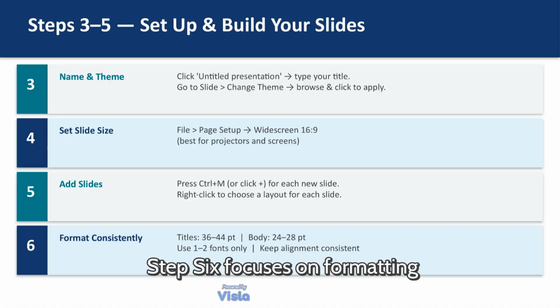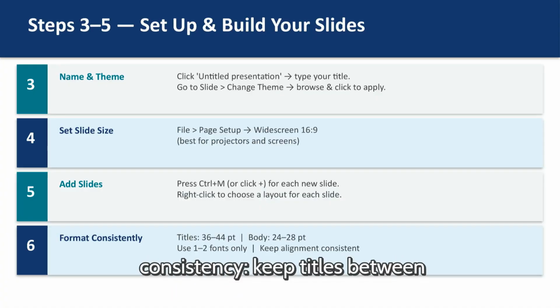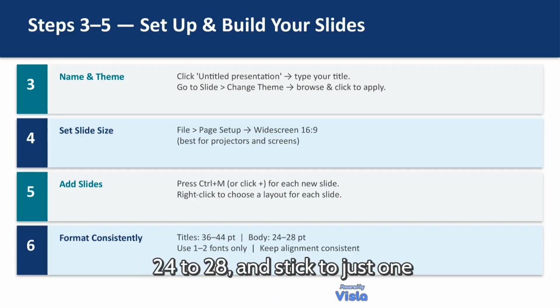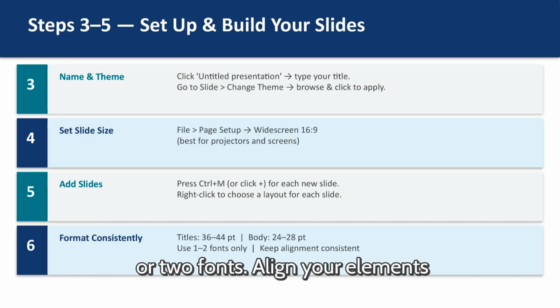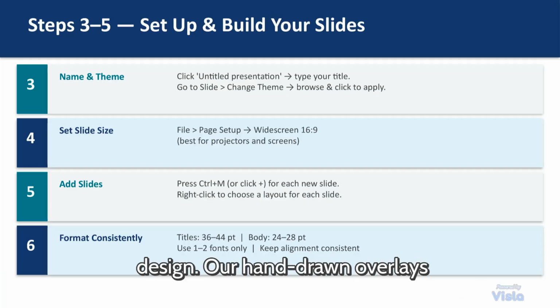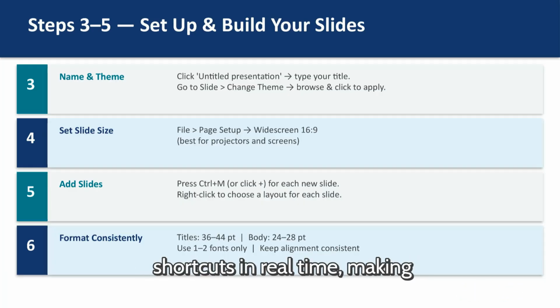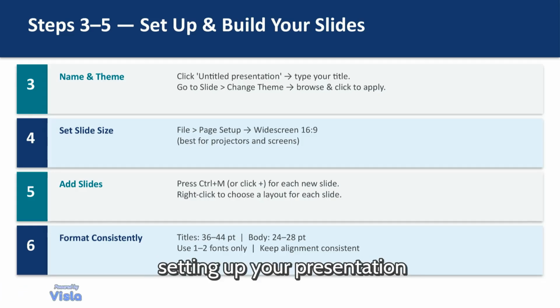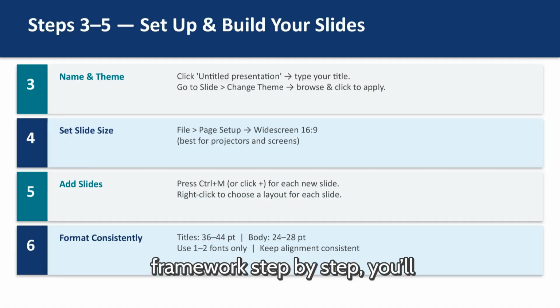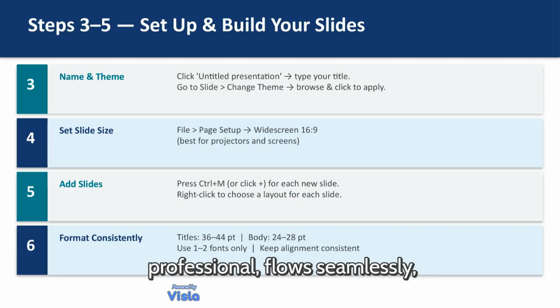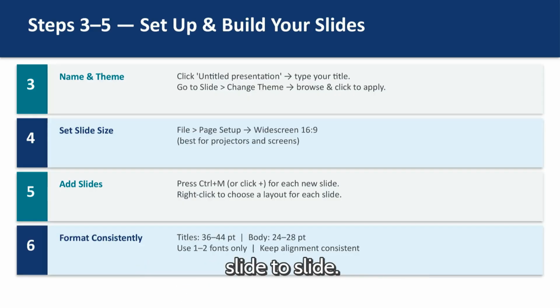Finally, step 6 focuses on formatting consistency. Keep titles between 36 and 44 points, body text from 24 to 28, and stick to just 1 or 2 fonts. Align your elements precisely to maintain a polished design. Our hand-drawn overlays highlight the menu paths and shortcuts in real time, making these actions easy to follow. By setting up your presentation framework step by step, you'll create a cohesive deck that looks professional, flows seamlessly, and engages your audience from slide to slide.